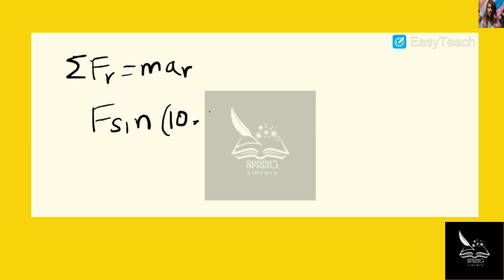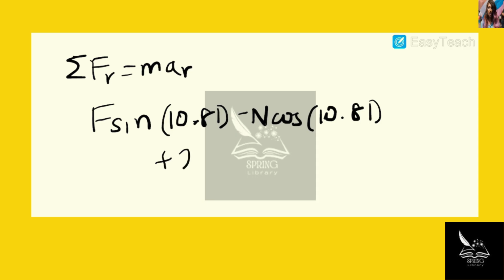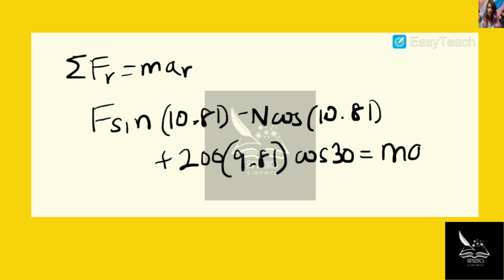So what we're going to do is take Newton's second law in the radial direction. We see that net force in the radial direction is equal to m times a_r. This gives us that F sine 10.81 minus N cosine 10.81 plus 209.81 times cosine 30 is equal to m a_r.